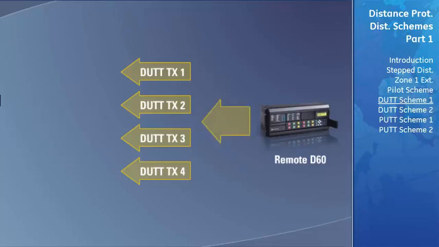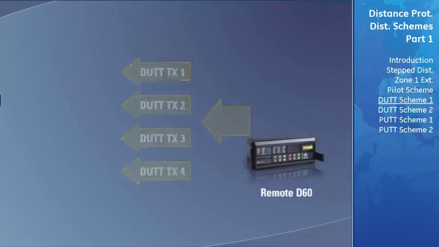The DUTT scheme has 4 flags available that are used to send a message to the other relay that indicates one or more phases of the transmission line are faulted. These 4 flags, or keys, are called the DUTT TX1, DUTT TX2, DUTT TX3, and DUTT TX4, with the TX standing for transmit bit. The D60 can be programmed to use these 4 flags in different ways to match the type of communication channel that is available, and whether or not single-phase tripping will be used.